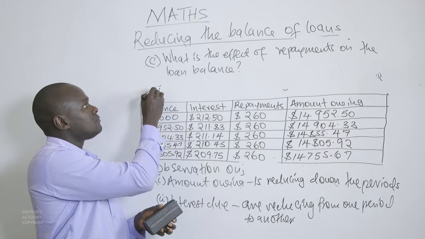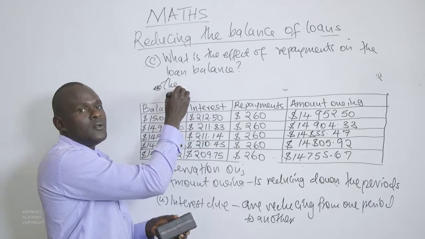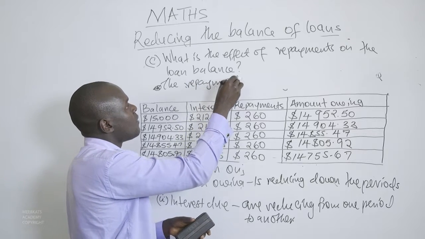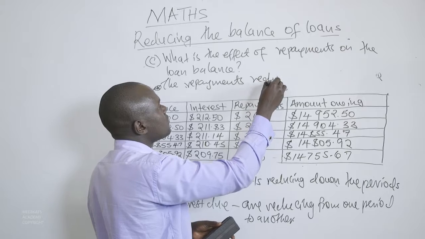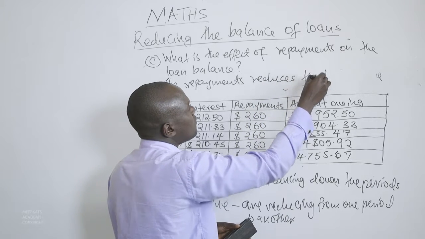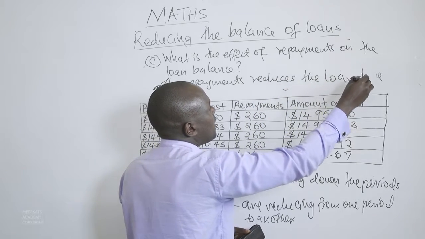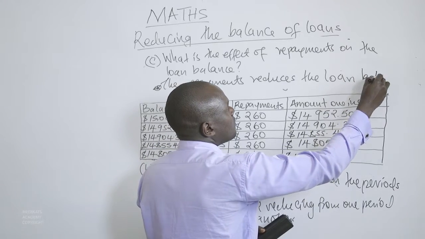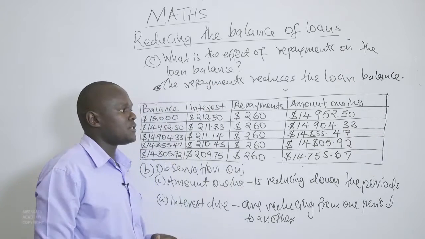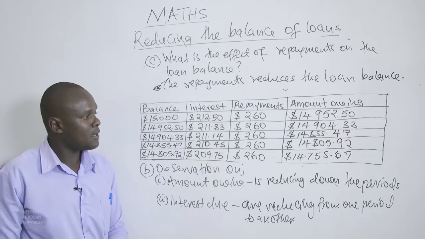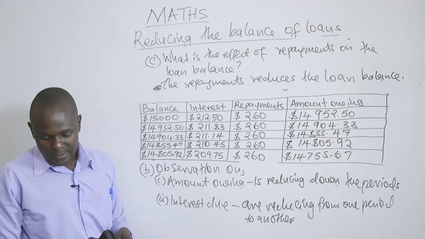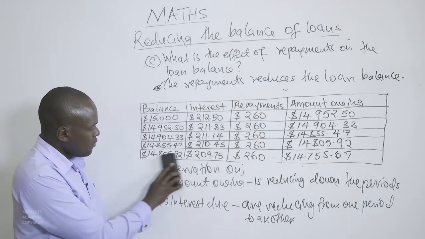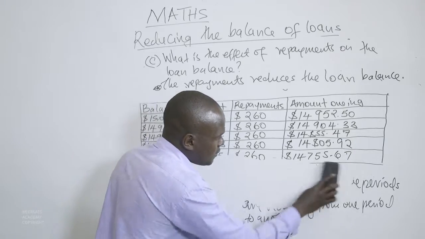So we can say the repayments reduce the loan balance. Repayments reduce the loan balance. This marks the end of the first example. Let us move on to our second example and see what will come out of it.